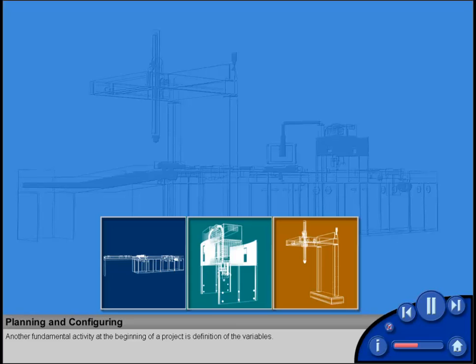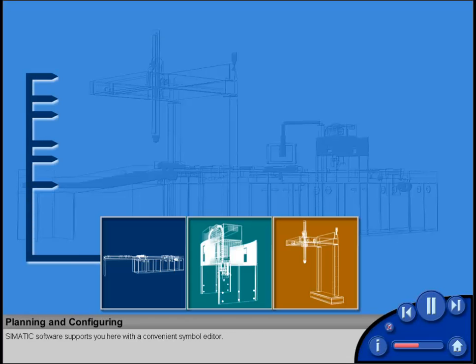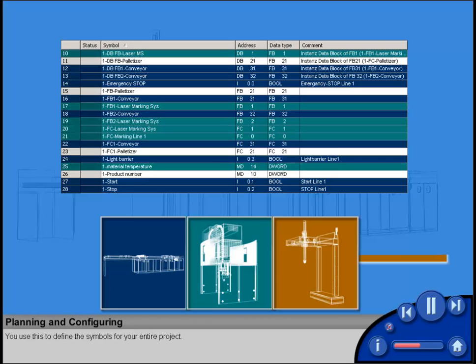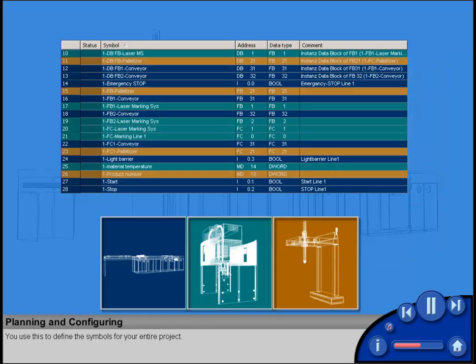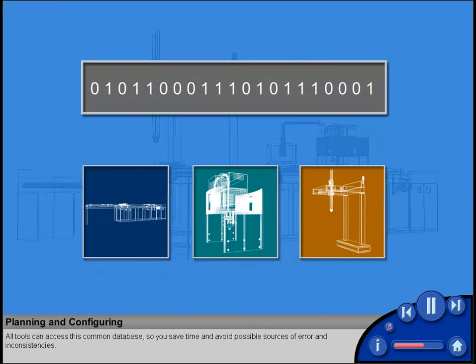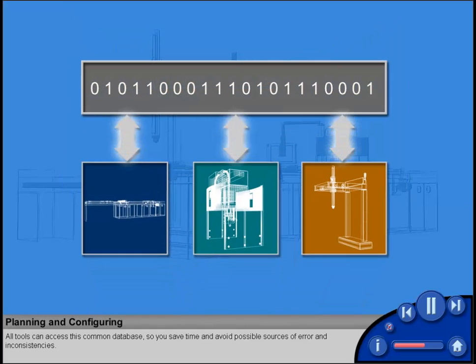Another fundamental activity at the beginning of a project is definition of the variables. Simatic software supports you here with a convenient symbol editor. You use this to define the symbols for your entire project. All tools can access this common database, so you save time and avoid possible sources of error and inconsistencies.